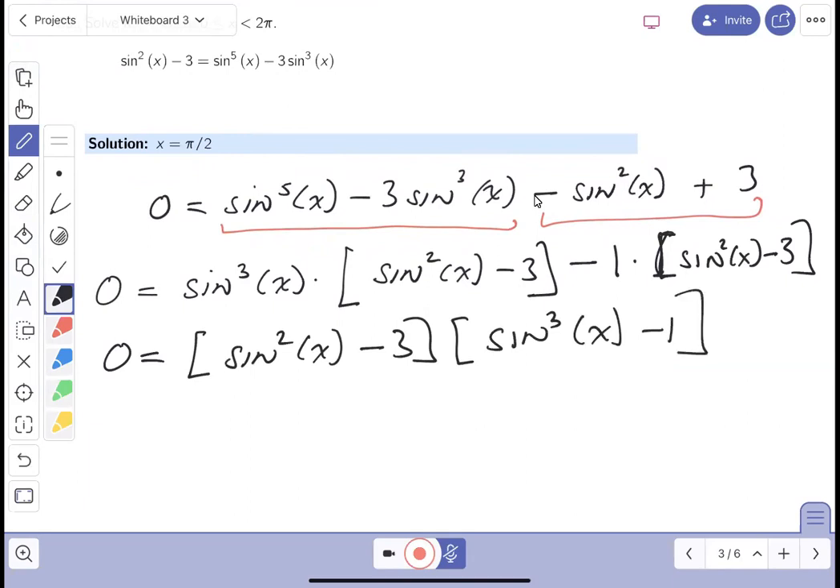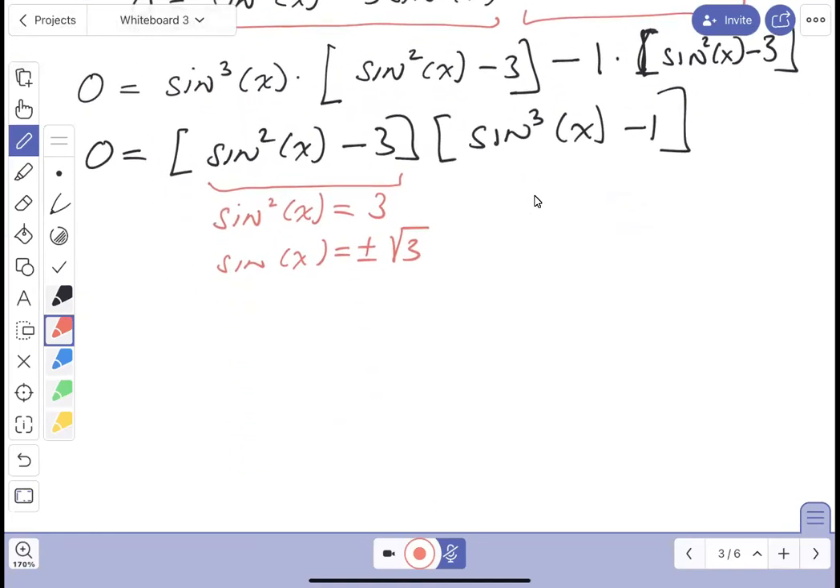Okay, let's talk about each one separately. And I want to concentrate on this one right over here. For this to be true, the sine squared x would have to be equal to 3, which means the sine of x would be plus or minus the root of 3.